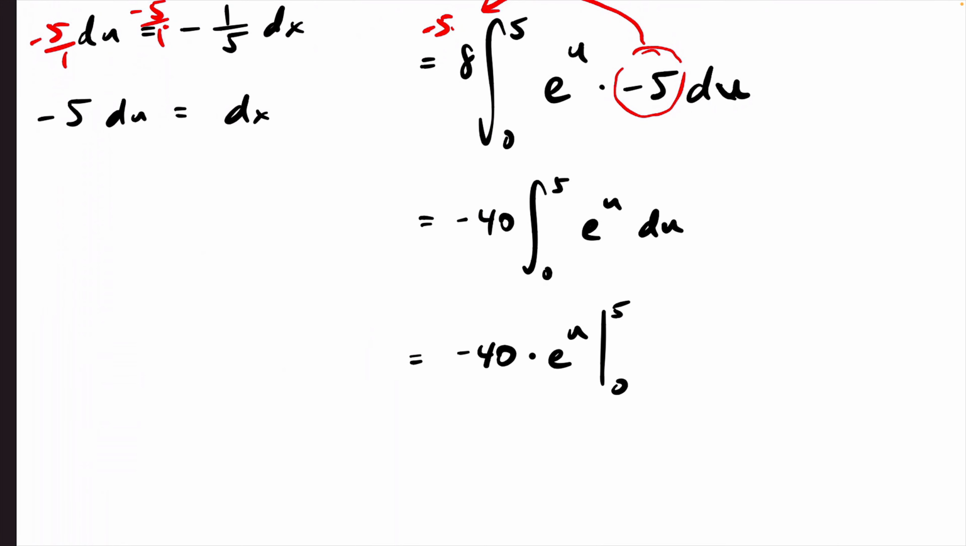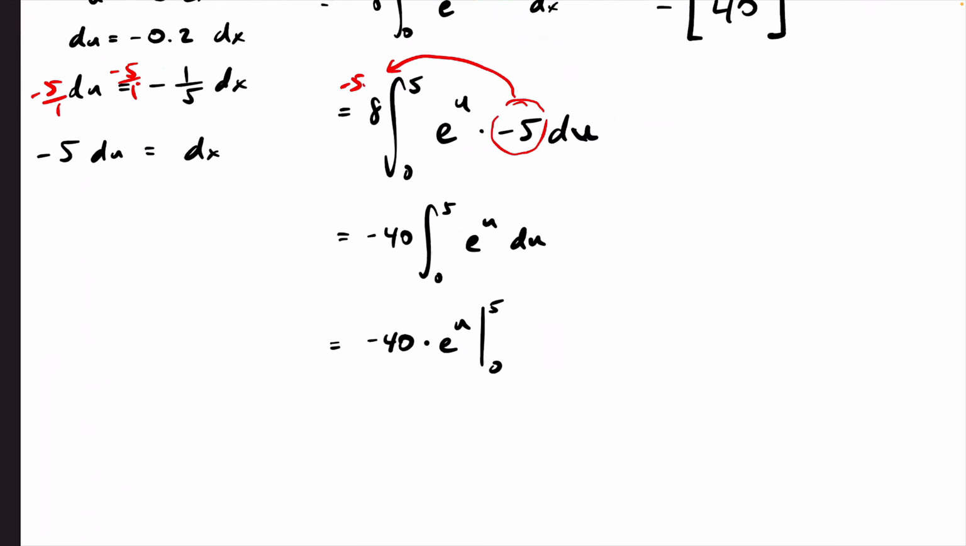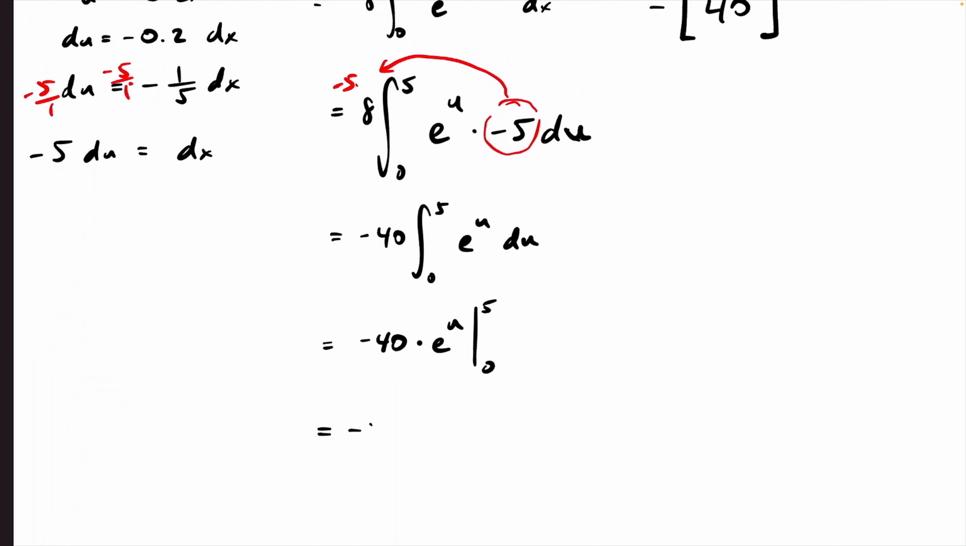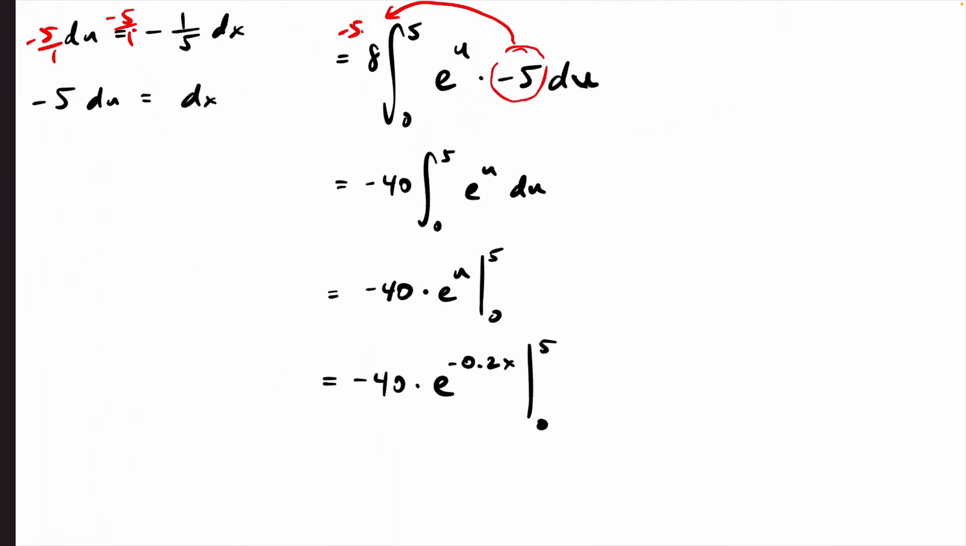Okay. Move u back in. So negative 40 e to the negative 0.2. You can keep it as a fraction or you can do it as a decimal. It doesn't matter. Okay. Last step, plug in 5, plug in 0, subtract them.